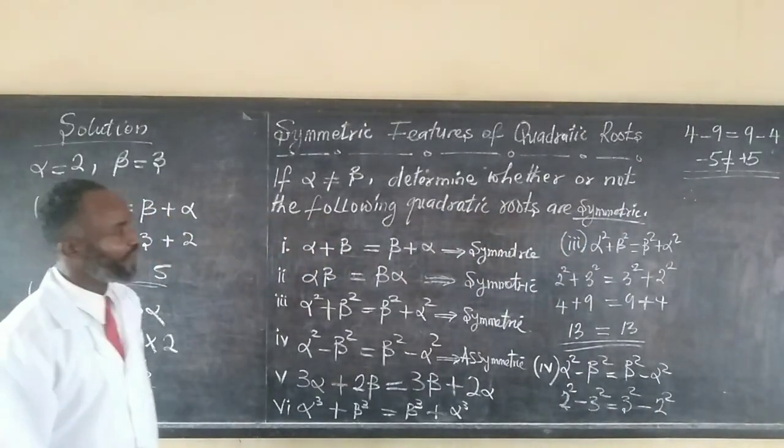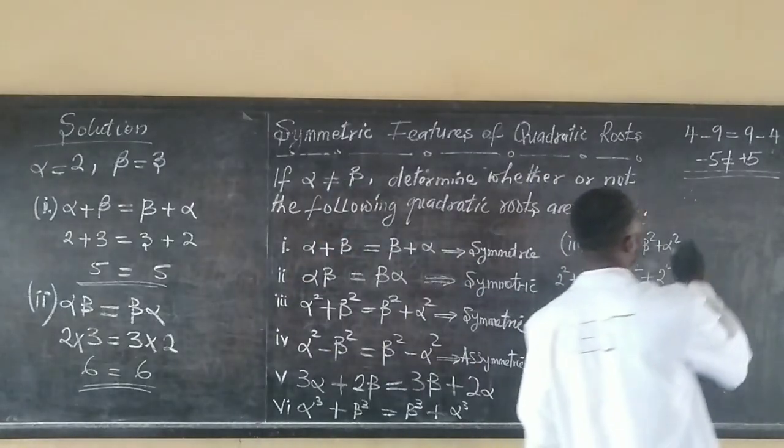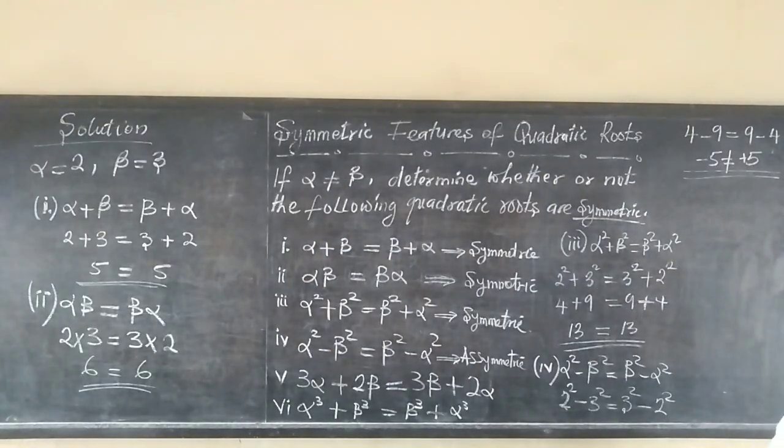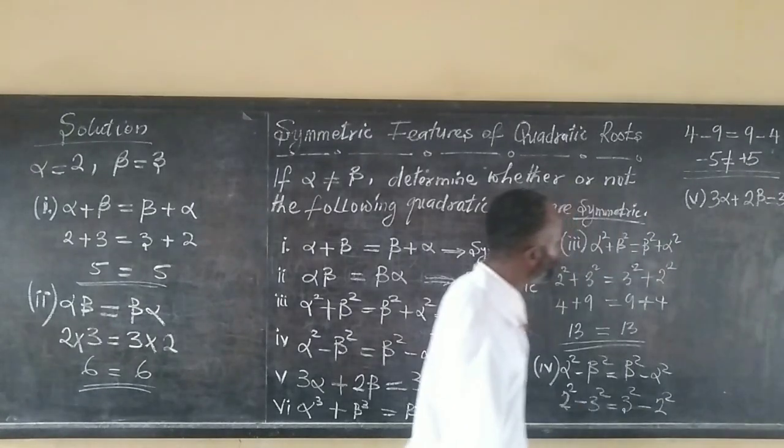Let's confirm feature number 5, and we'll move on from there. This sounds interesting, isn't it? So let's look at feature number 5. We have 3 alpha plus 2 beta equal to 3 beta plus 2 alpha. So that's what we have.